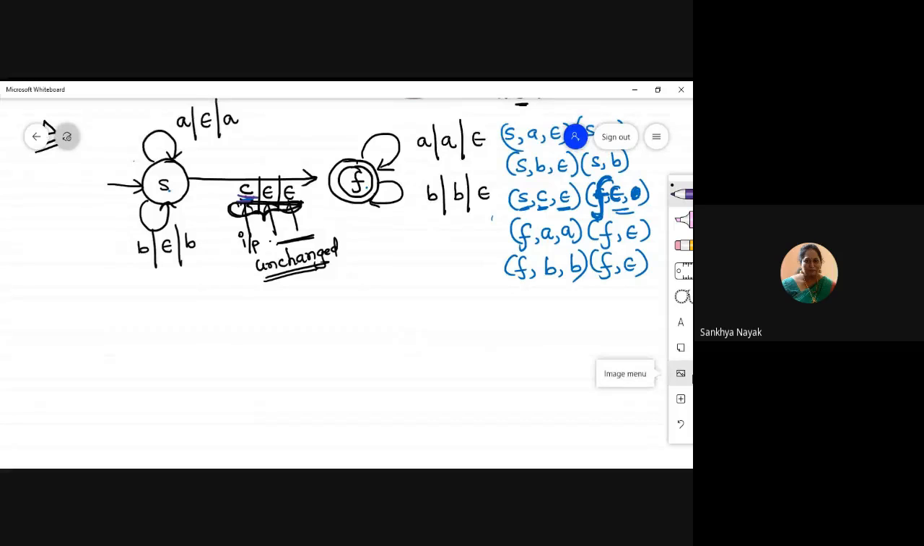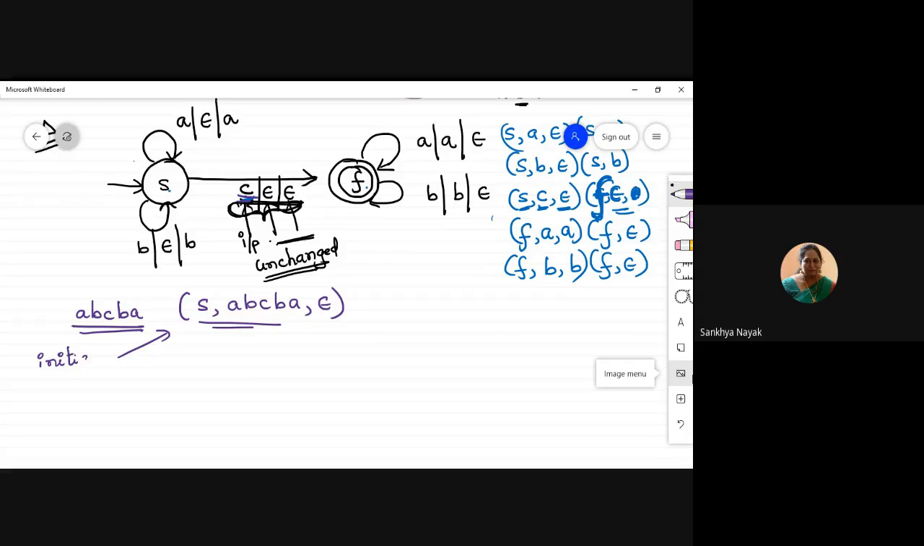Let us take a computation for ABCBA. It should be accepted. So you start from the starting state. Your input is ABCBA and initially nothing is there in the stack. What is this called? In case you have forgotten, this is called the initial configuration, right? This is my initial configuration. We are doing a computation for the string ABCBA.